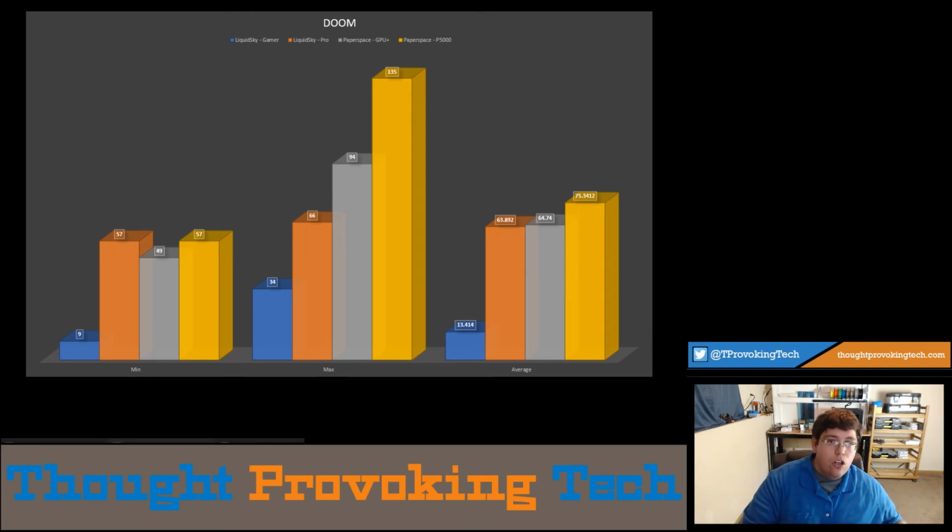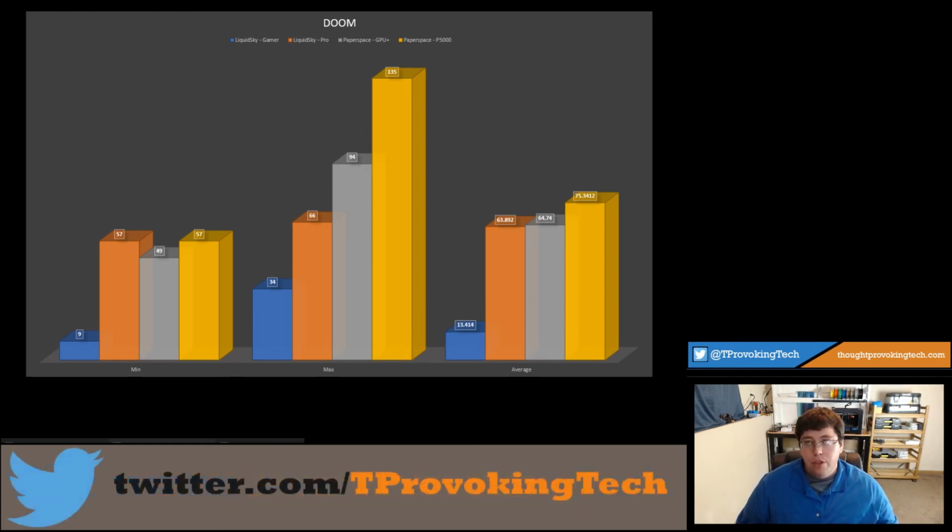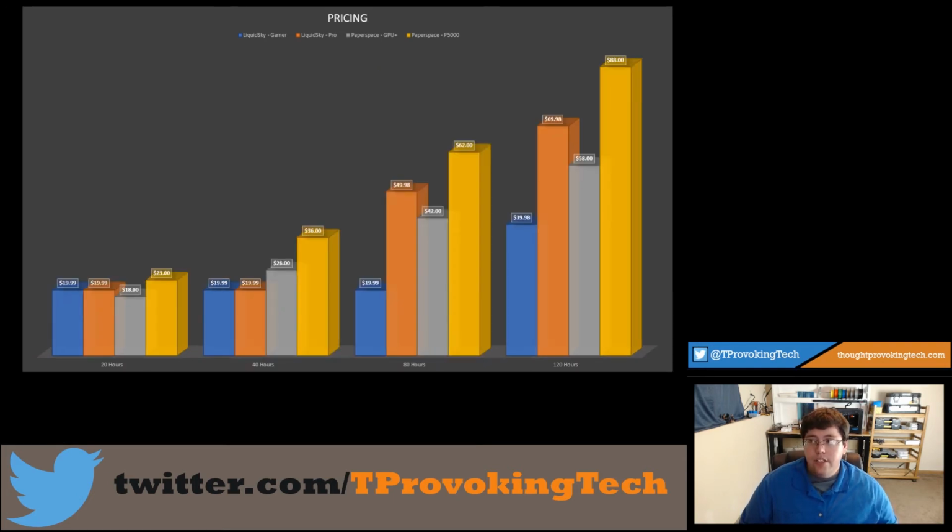So it's not really in the kind of equation for Doom. But like I said, there are lower end games where the gamer plan will be a viable option. So that's where you have the ability to easily switch between the gamer plan on Liquid Sky to the Pro plan on Liquid Sky and kind of save a little bit of money there. So that's pretty much all I wanted to say on the pricing.